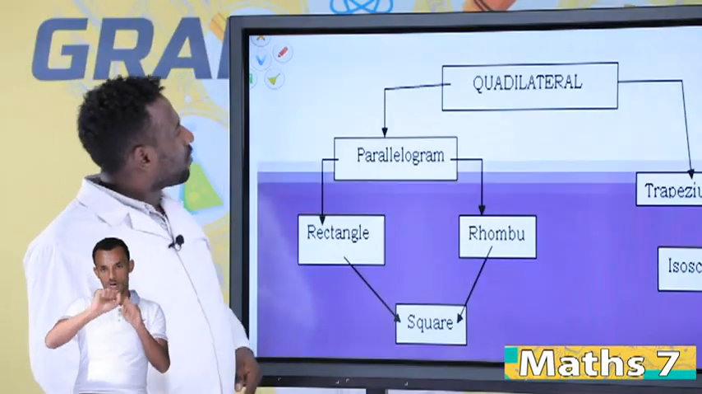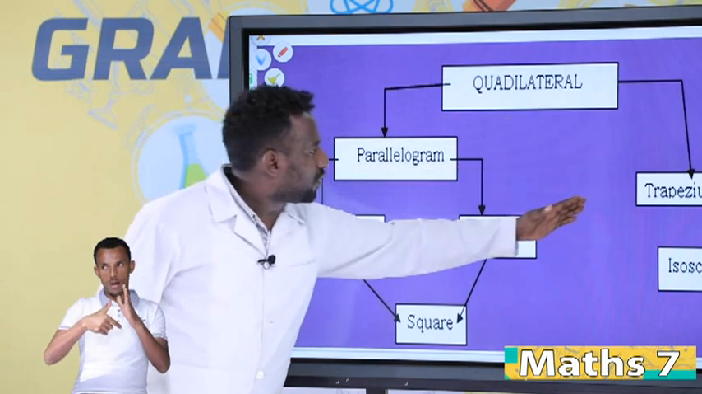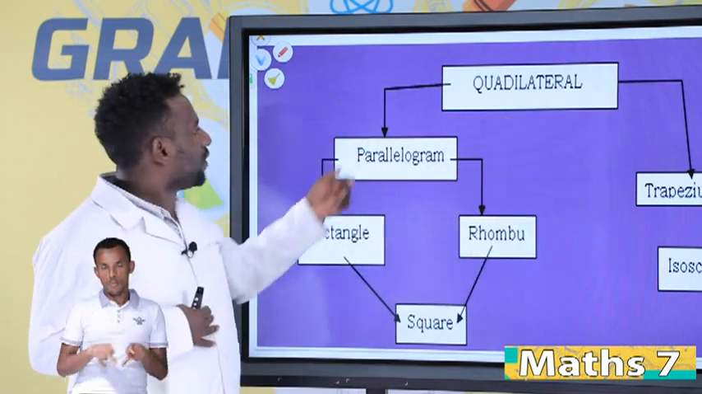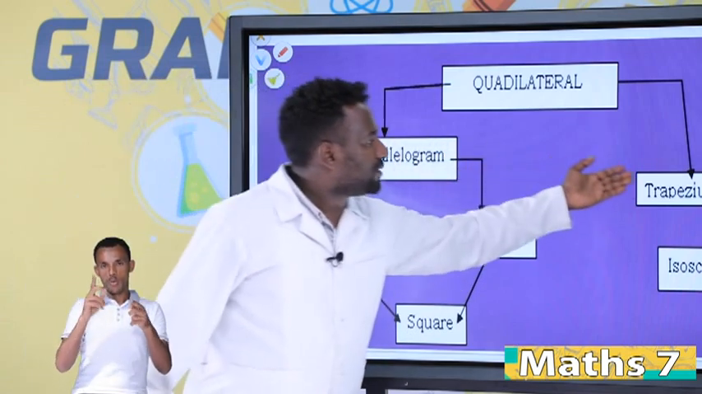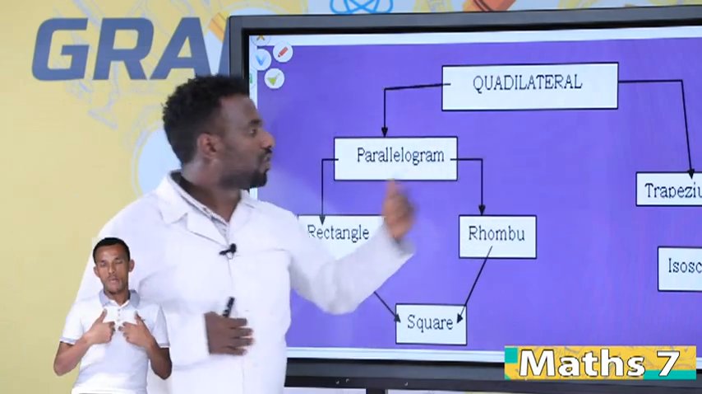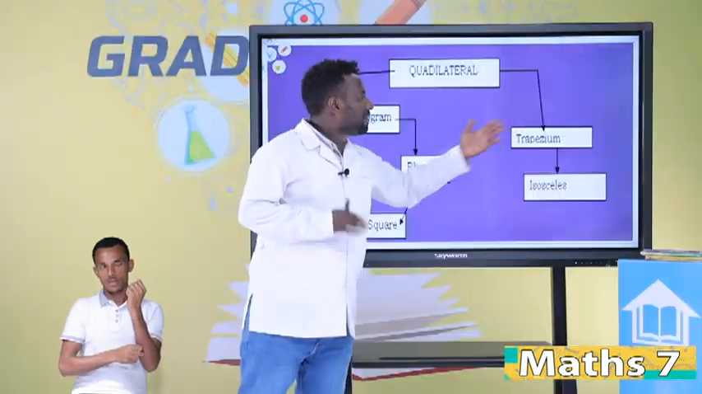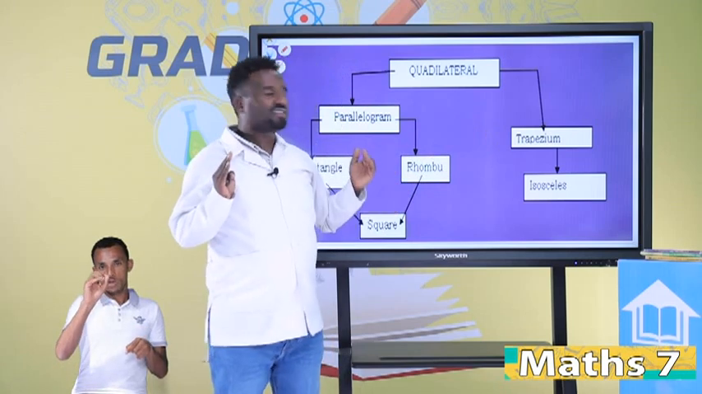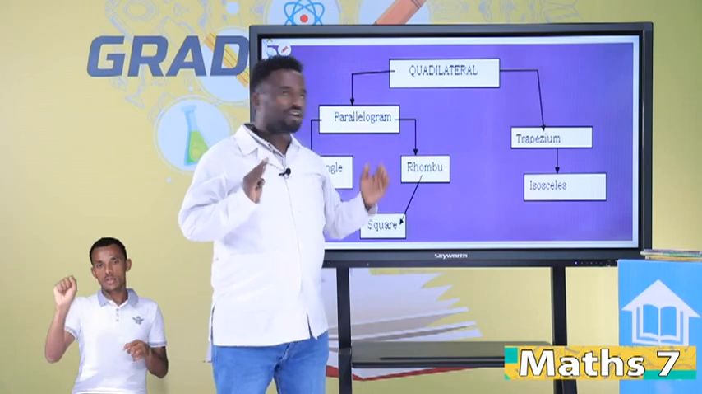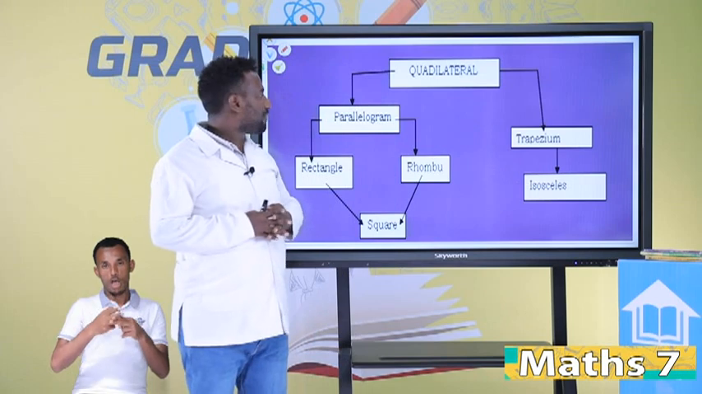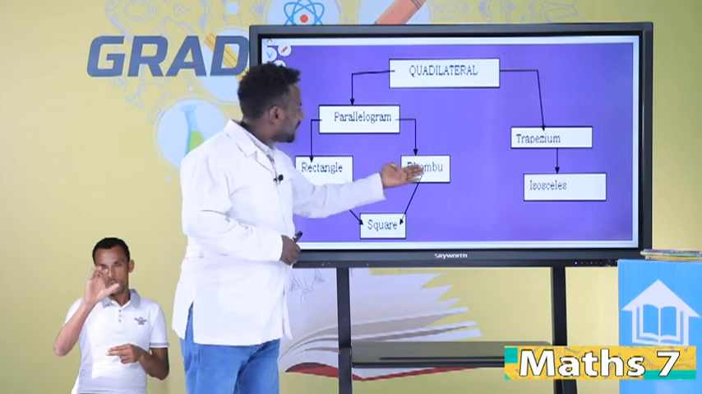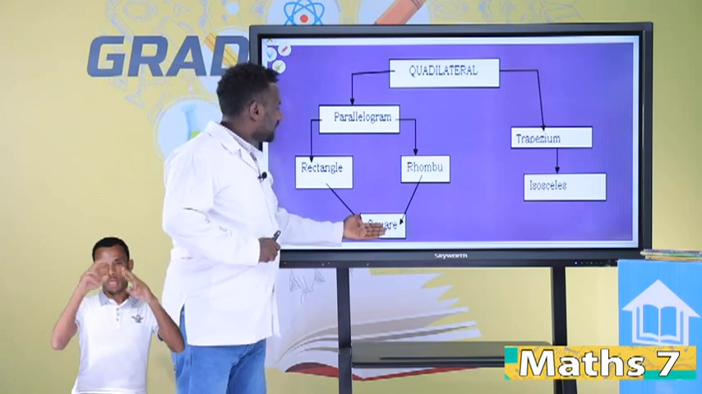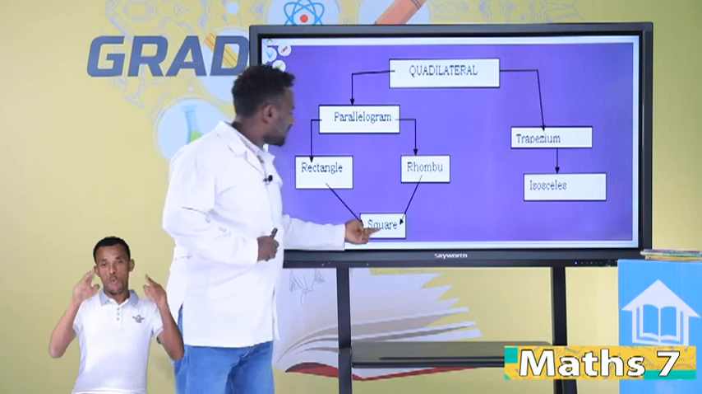Let's see the relation between and the classification of the quadrilaterals. On the given quadrilateral, we have two main groups, the parallelogram and the trapezium. The trapezium has an upper and a lower base. The non-parallel sides are legs. If the legs of the trapezium are congruent, you call it an isosceles trapezium. The parallelogram has a classification: rhombus and rectangle, and the square.